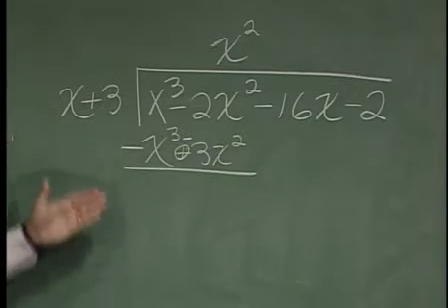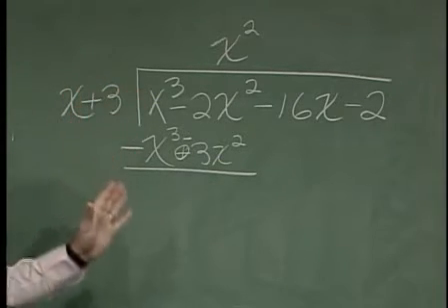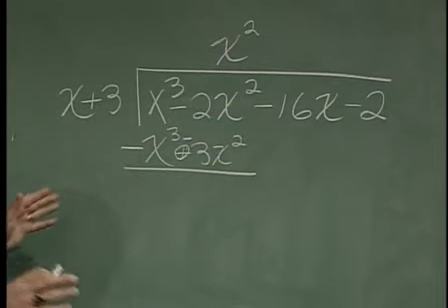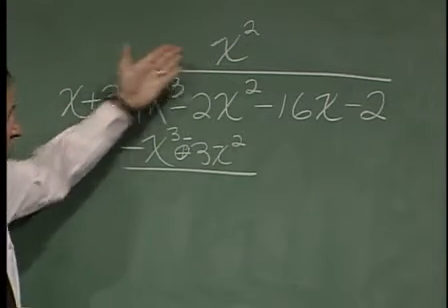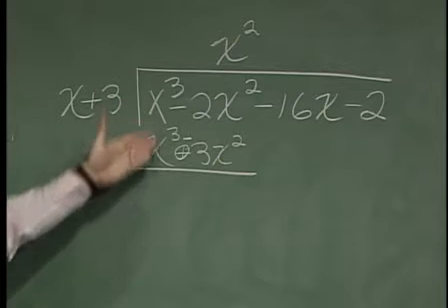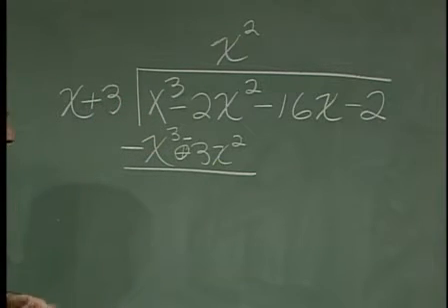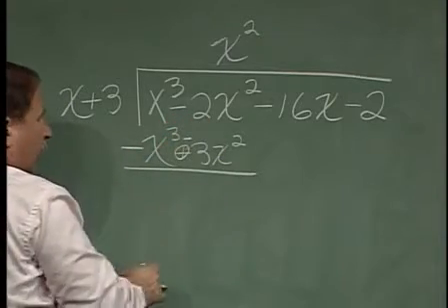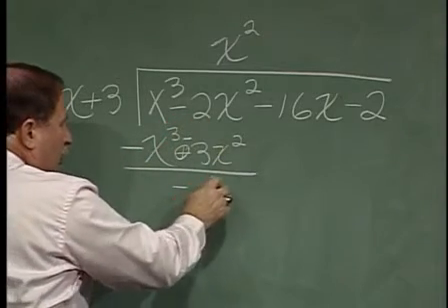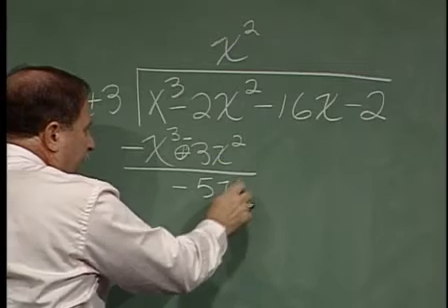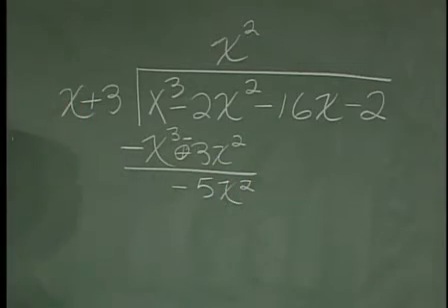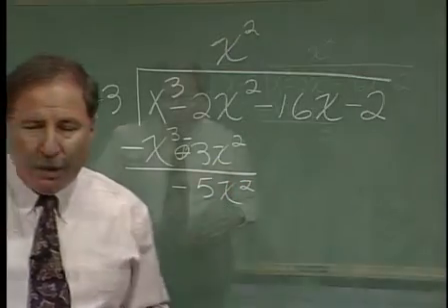And now we can add. Well, of course, this and this will always cancel out, because no matter what, this times this will be the same. So there's no problem there. That's going to zero out. We have a negative 2x squared and a negative 3x squared, which I believe is negative 5x squared. We change the sign, and we are adding.